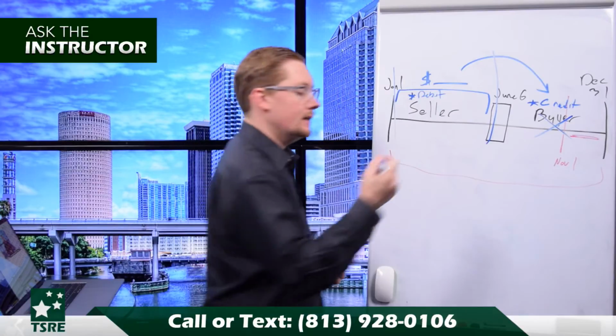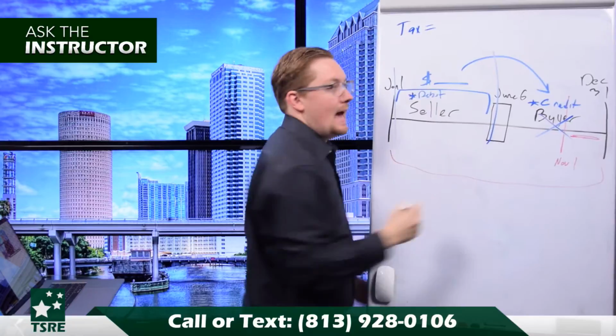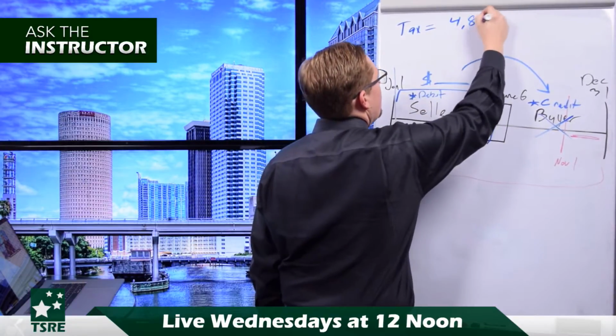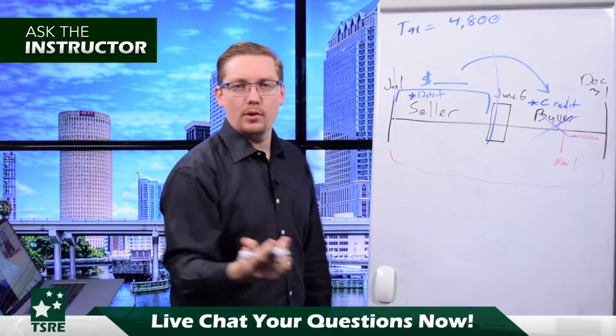Ultimately, what we're going to need to do a tax proration is, number one, the tax dollar amount. So let's say that the taxes on this property are $4,800. So $4,800 for our total property taxes.